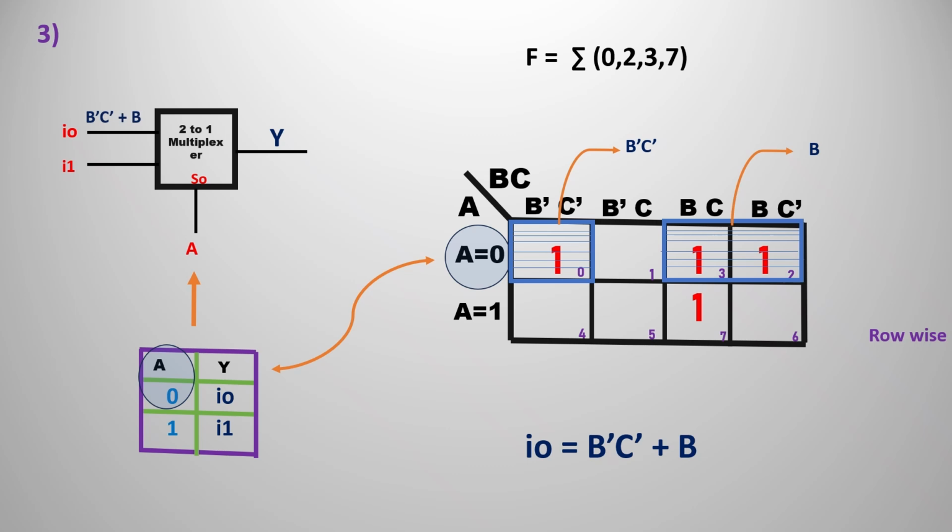Now let's start understanding how to implement that. If you observe, there is no need of a truth table because we are just going to use the minterms. In the function we have minterms 0 to 3 and 7. So we are going to fill the K-map. I hope you know the K-map basics.